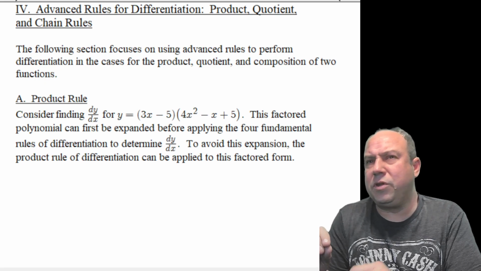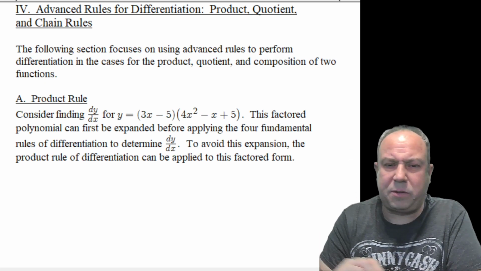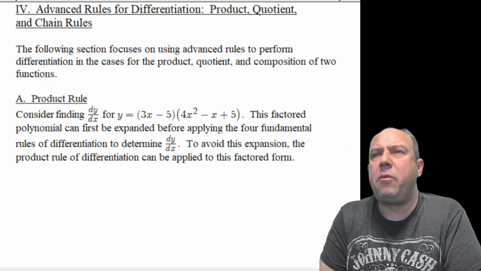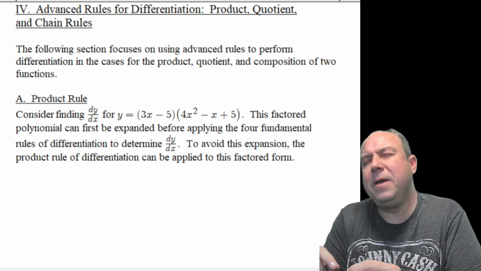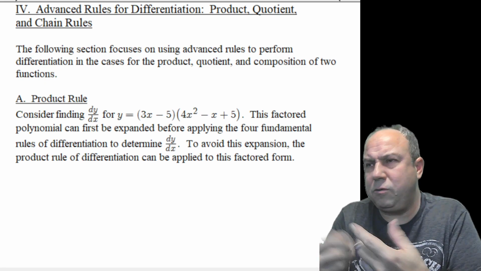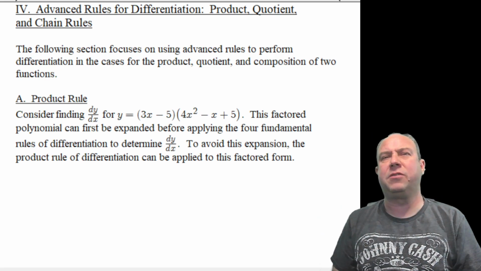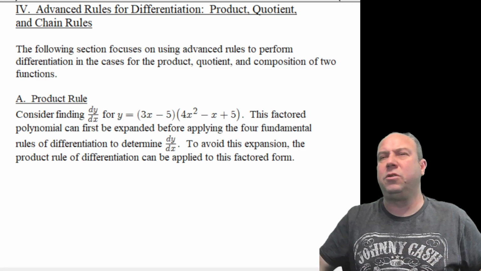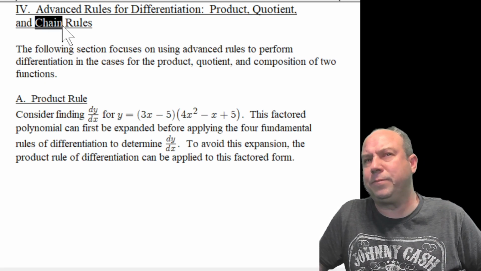With numbers, we don't really compose numbers together. We can add them, subtract them, multiply them, and divide them. But we really don't compose two numbers together. However, with functions, we can do those things: add, subtract, multiply, and divide, but we can also compose them with each other. So we're going to look at an advanced rule for composition of two functions, which is going to be known as chain rule.